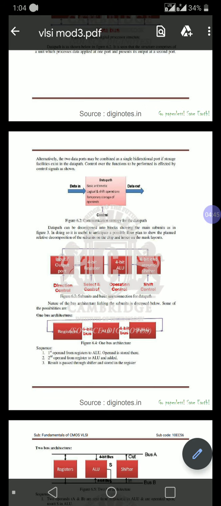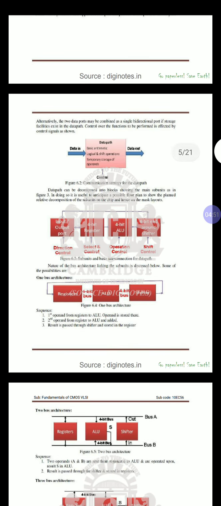Next I will discuss the bus architecture. First one is one bus architecture, which consists of register, ALU, and shifter. First operand from register to ALU, operand is stored there. Second operand from register to ALU and added. Result is passed through shifter and stored again in a register.